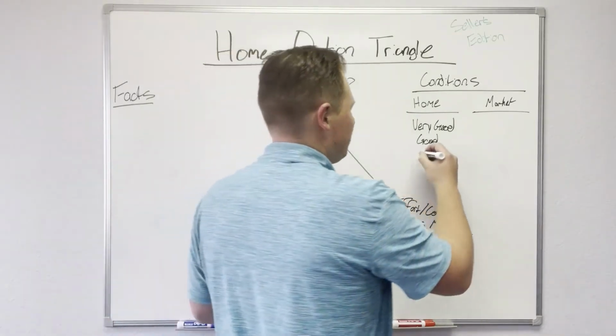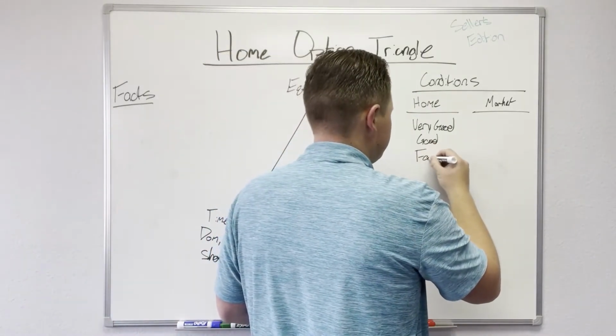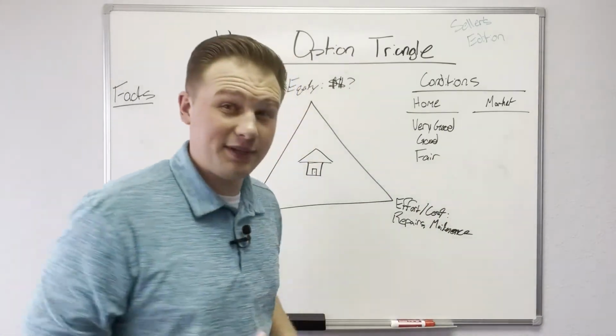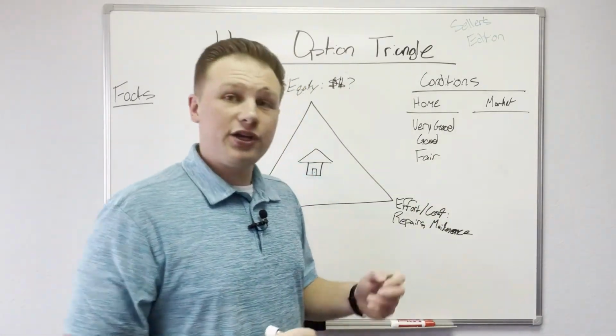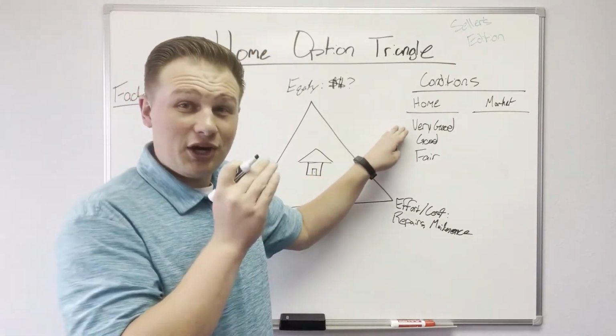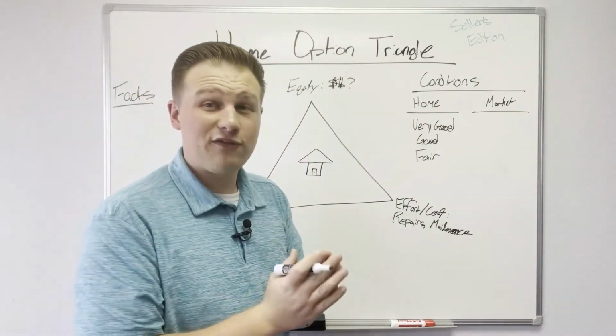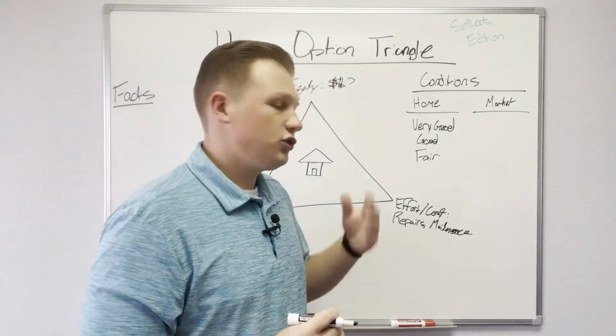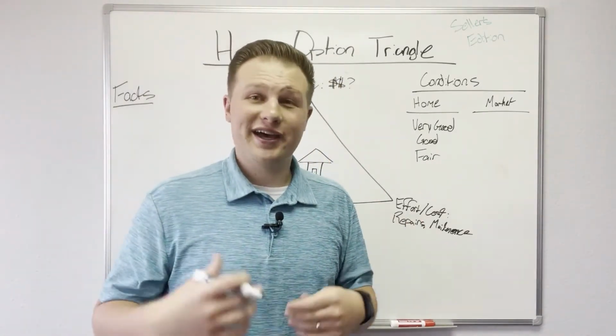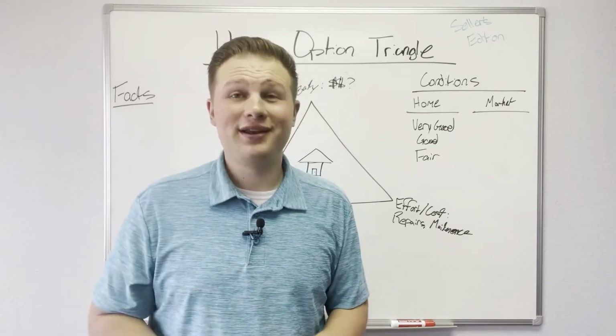Your next condition is the fair condition. This is a home that probably hasn't been updated in 20, 30, 40 years. Very good is very specific, niched in. Good's a little bit wider. Fair is a very wide spectrum. 20, 30, 40 years. We're in the year 2021 at the recording of this video.